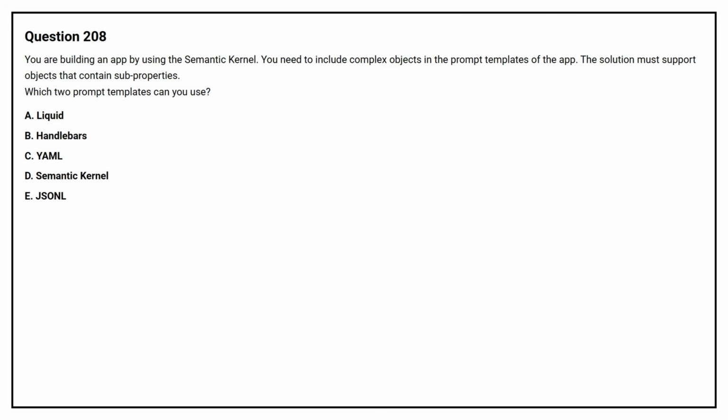Option A, Liquid. Option B, Handlebars. Option C, YAML. Option D, Semantic Kernel. Option E, JSON-L. The correct answers are option A, Liquid, and option B, Handlebars.